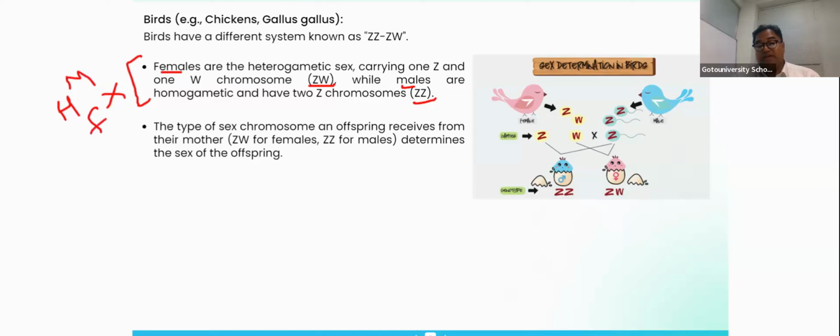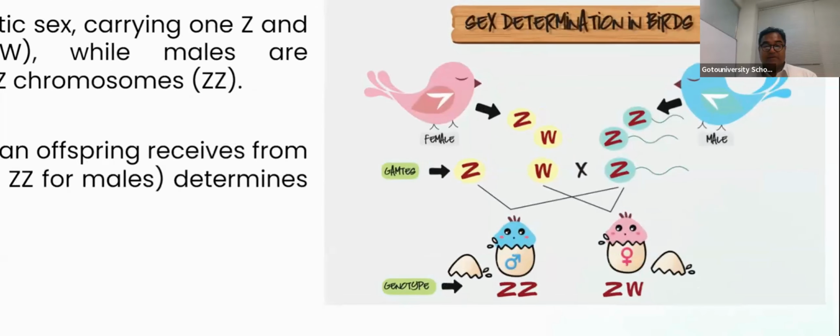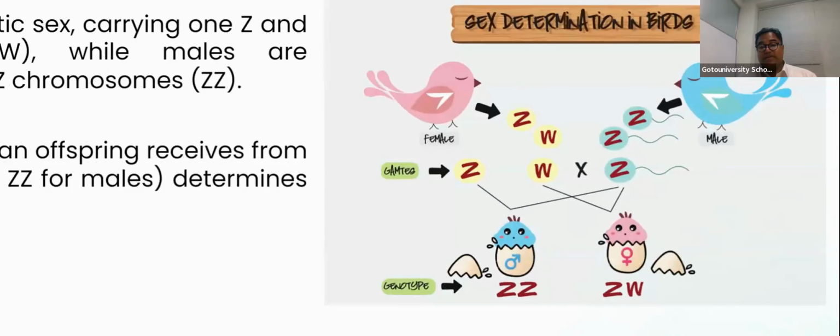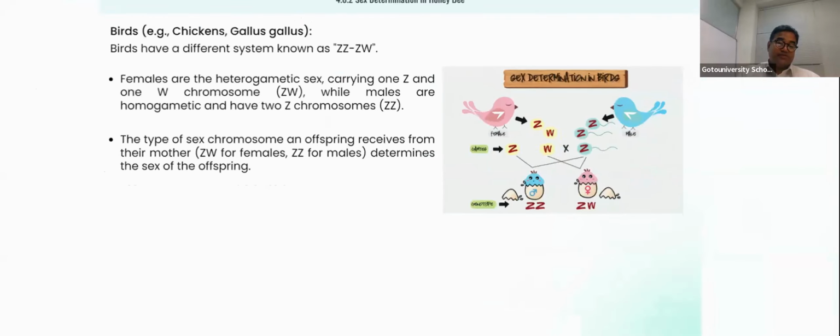Human male and human female have different gametic information. In humans, the male is heterogametic and the female is homogametic. But it is totally different in birds like chicken and Gallus. Here, the female can produce two types of gametes, Z and W, whereas the male produces only one type, that is Z. This is the message we need to understand.